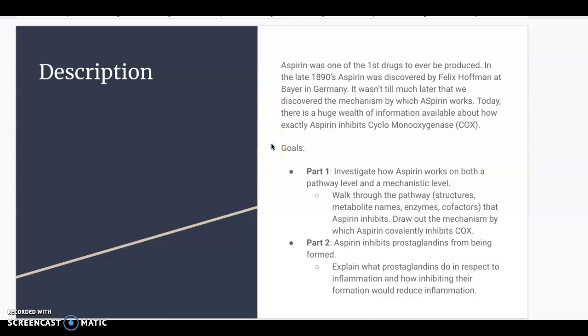So our goals for this presentation. First, we are to investigate how aspirin works on both a pathway level and a mechanistic level. To be a little more specific, we're to walk through the pathway, including structures, metabolite names, enzymes, and cofactors that aspirin inhibits. Also need to show the mechanism by which aspirin covalently inhibits COX. And for the second part, we know that aspirin inhibits prostaglandins from being formed, so we need to explain what prostaglandins do in respect to inflammation and how inhibiting their formation would reduce inflammation.